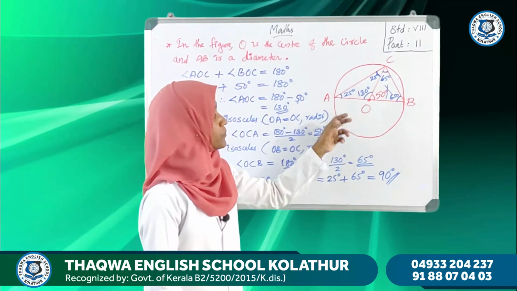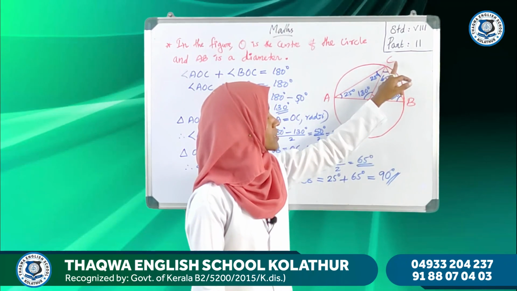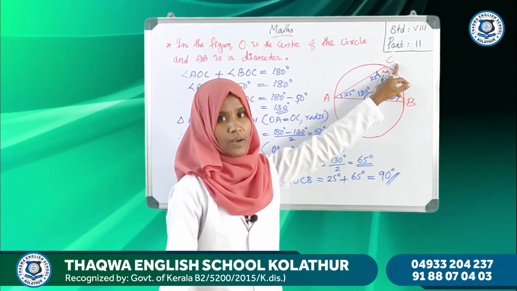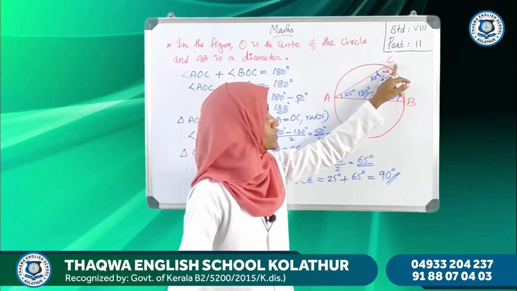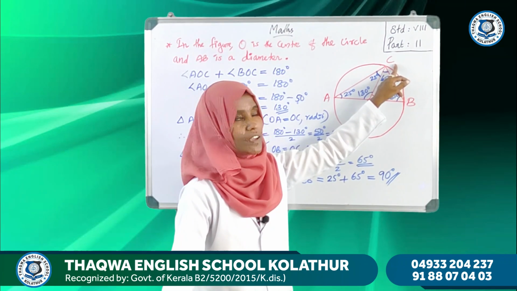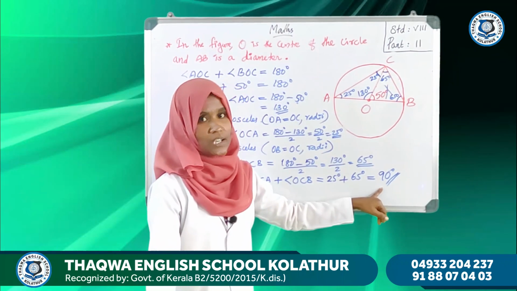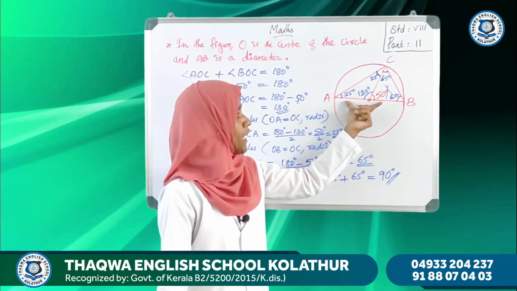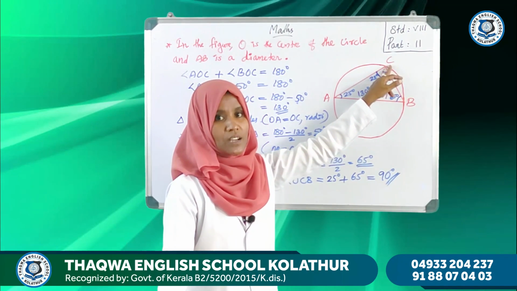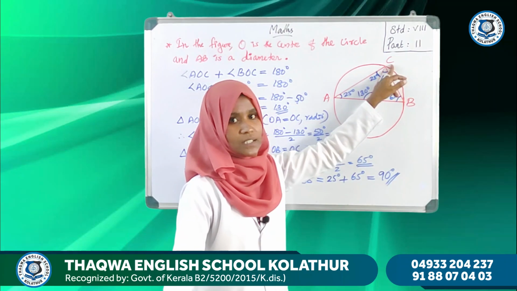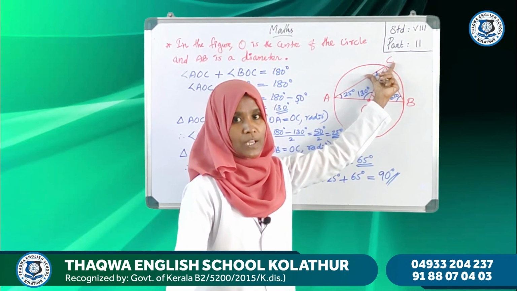Okay, all of you listen. O is the center of the circle, AB is the diameter and C is a point on the circle. So, if two ends of a diameter are joined to another point on the circle, then the angle at that point is 90 degrees. If two ends of a diameter are joined to another point on the circle, then the angle got is 90 degrees or a right angle.